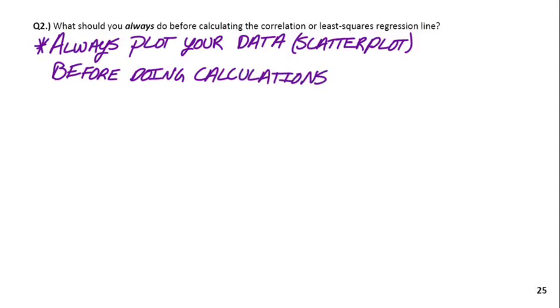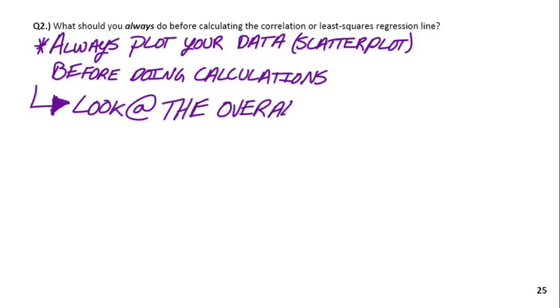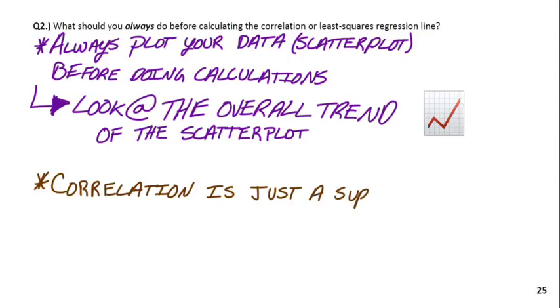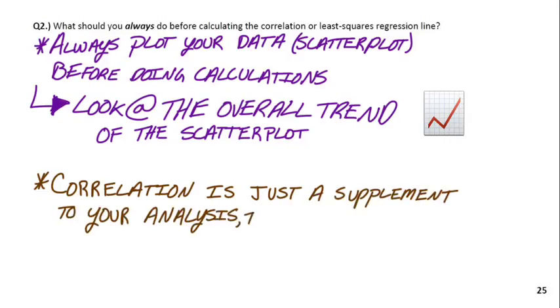These calculations, yeah, they are summaries. They are values that represent, but we need to actually look at what the data looks like. So actually observe the overall trend. It's another emoji. Observe the overall trend of the scatter plot. Because correlation in itself is only a part of the story. So that's just a supplement to your analysis. It's not the whole story.